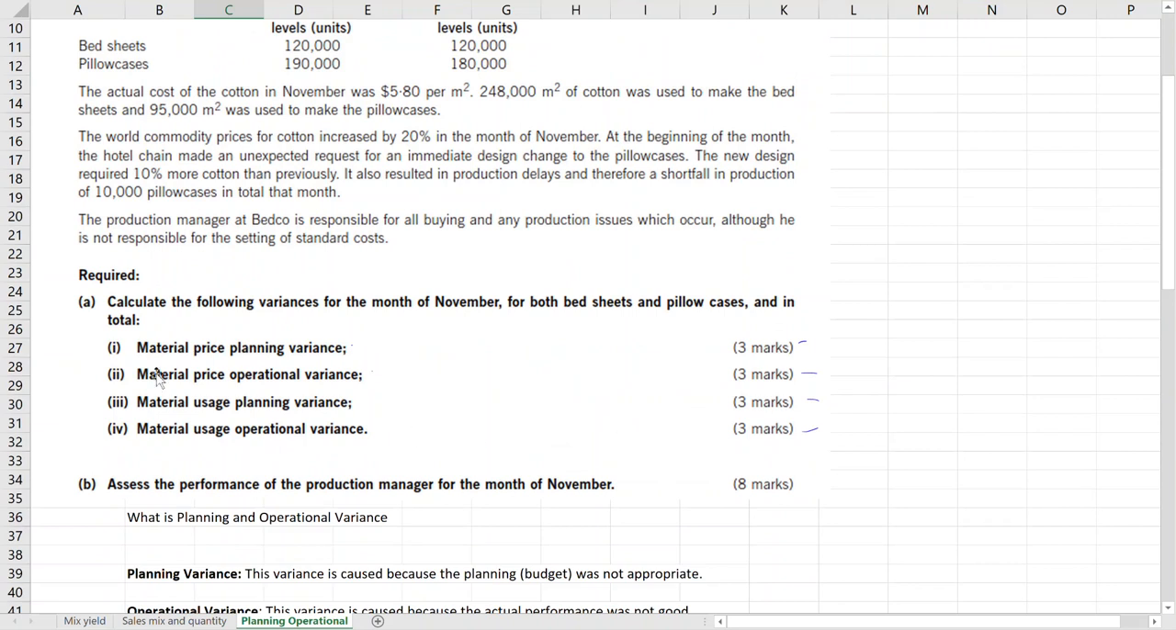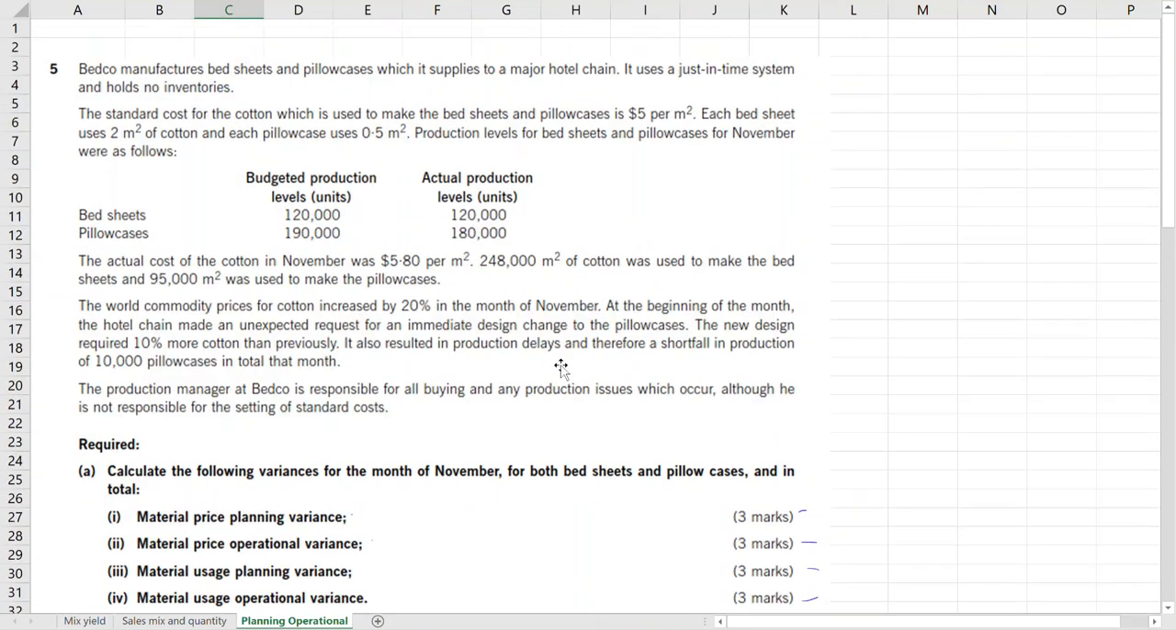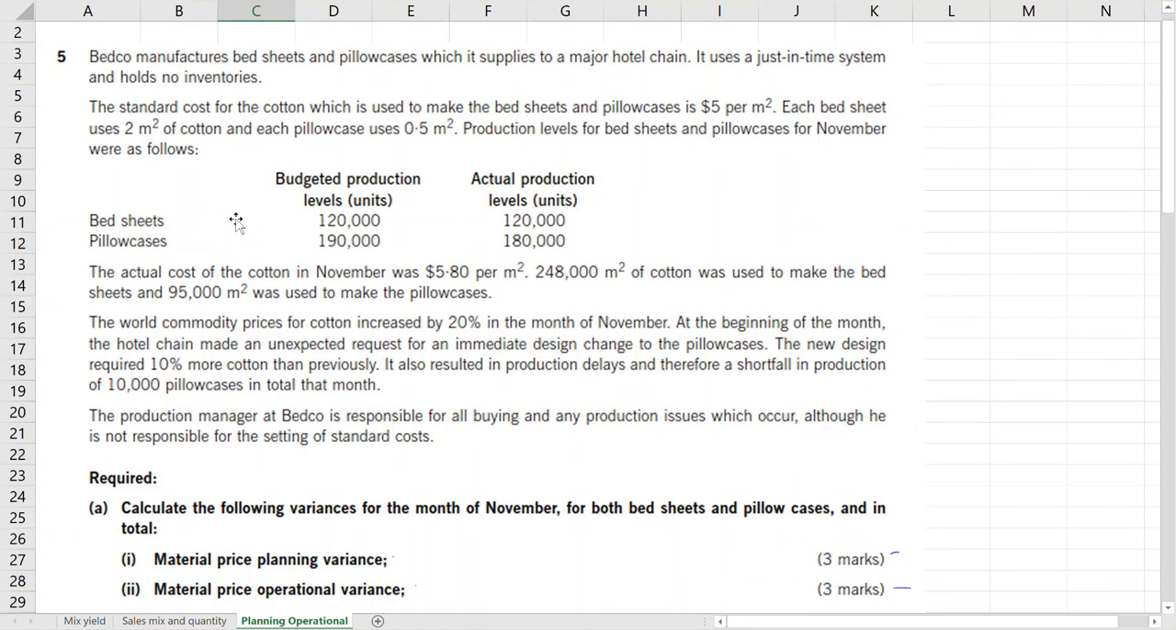In total, we have material price planning variance, material price operational variance, material usage planning variance, and material usage operational variance. So we have three marks for each of them. And then assess the performance of the production manager for the month of November. Bedco manufactures bed sheets and pillowcases, which it supplies to a major hotel chain. It uses a just-in-time system and holds no inventory. Just-in-time means production when there is demand.